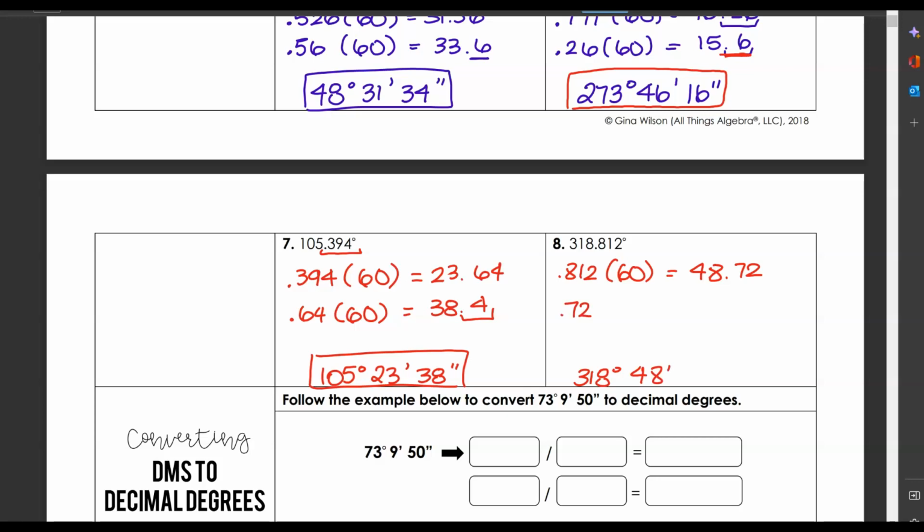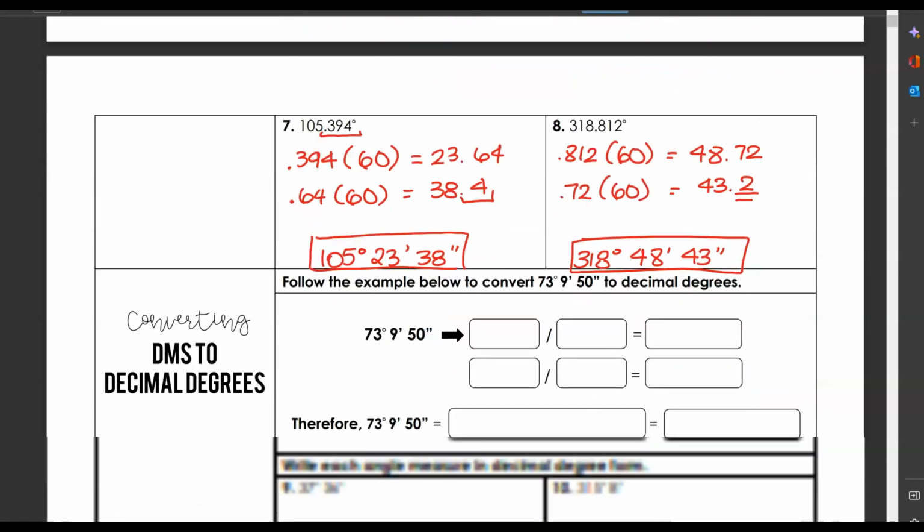Take the leftover, that decimal, multiply that by 60. All right, and then I end up with 43.2. And so because it's a 2, I know that my rounding tells me that it stays the same. Okay, so pay attention to the rounding there, but we want to leave those seconds as whole numbers. So you're going to round.